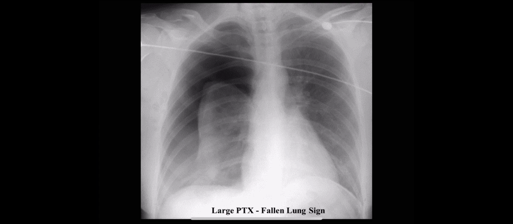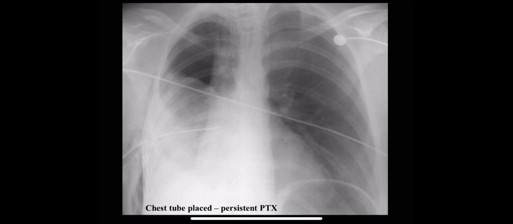Here's a patient with a large pneumothorax and the fallen lung sign. So typically a lung, when it collapses from a large pneumothorax, should collapse towards the hilum and not fall with gravity. Chest tube was placed in this patient appropriately in the pleural space, but there was still a persistent large pneumothorax. At bronchoscopic evaluation, this patient was discovered to have a right main bronchus tear.